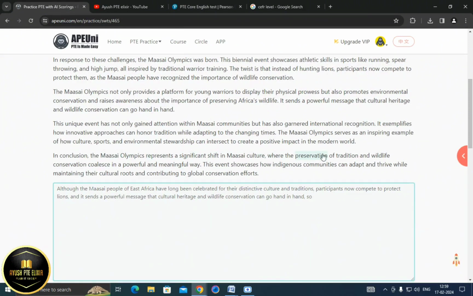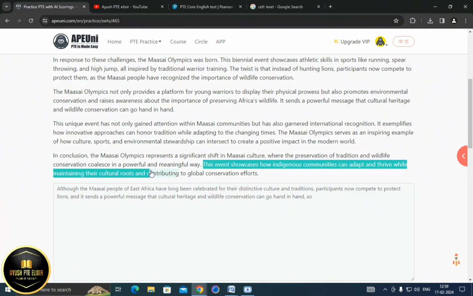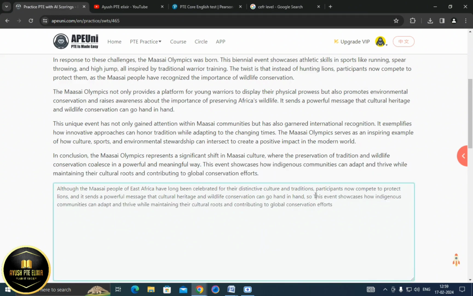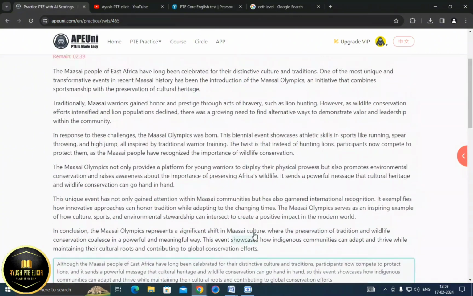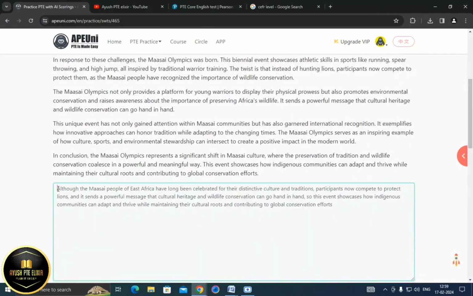This event showcases how indigenous communities can adapt and thrive while maintaining their cultural roots. So if you are going with this technique, guys, make sure that you're not going to take any incomplete sentence. It should be completed basically, right? So this is how I am doing it, and the basic thing to follow is to just add on the lines with the complete SVO, subject, verb, and object. Okay.